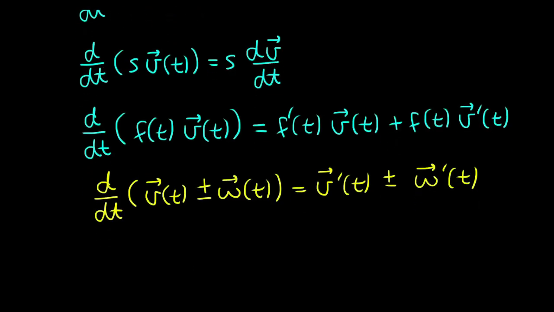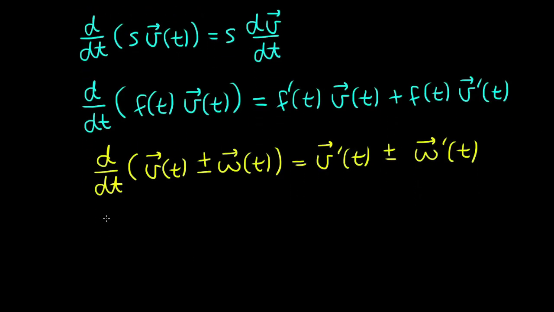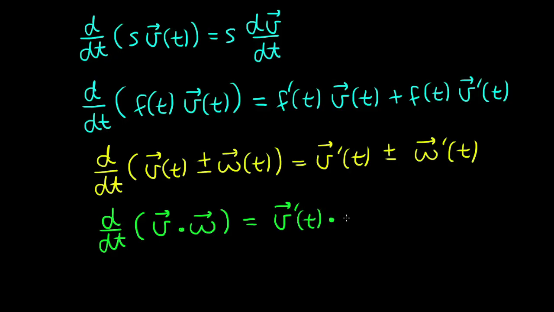And the product rule also extends to the dot and cross product. So if we take the derivative of the dot product between two vectors, which are both a function of t, then by the product rule we have v dash of t dot w plus a dot product between v and the derivative of w with respect to t.